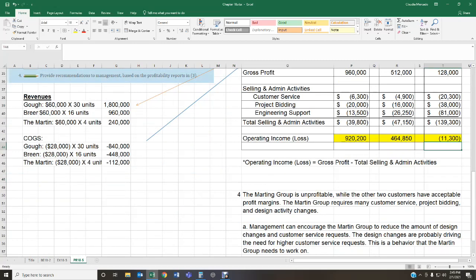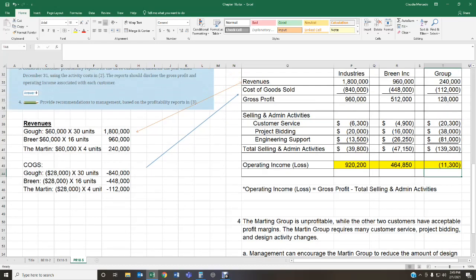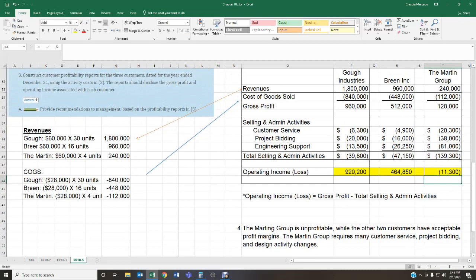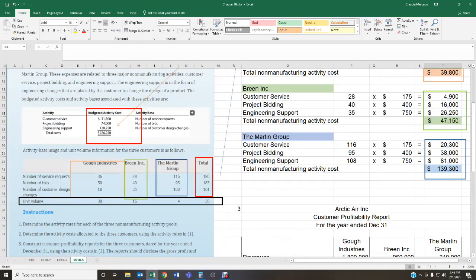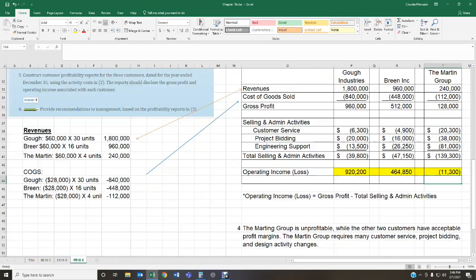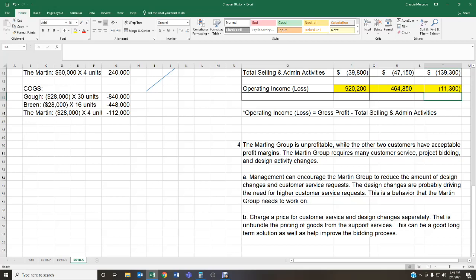So the Martin Group requires many customer service, project bidding, and design activity changes. So we can reduce all of this, like the huge cost. Okay, they're being allocated so much cost based on the drivers that we have here, which are our customer service, project bidding, and engineering support. So we make the recommendation: they need to really minimize the customer service, project bidding, and design activity changes.